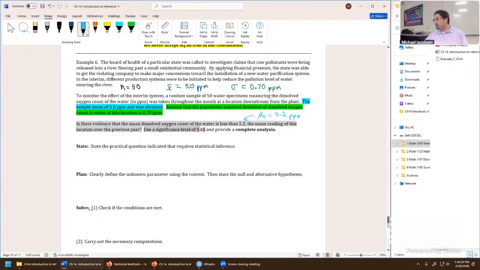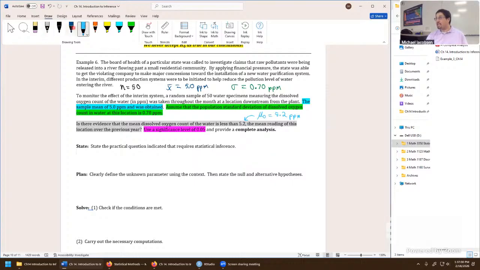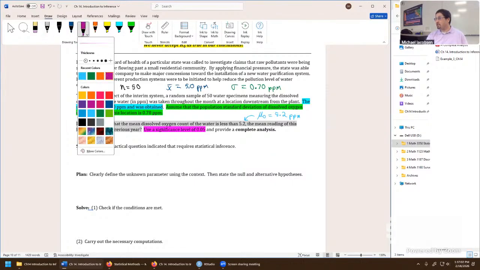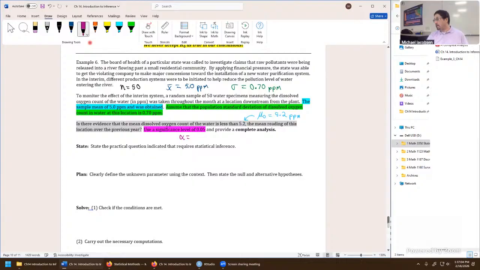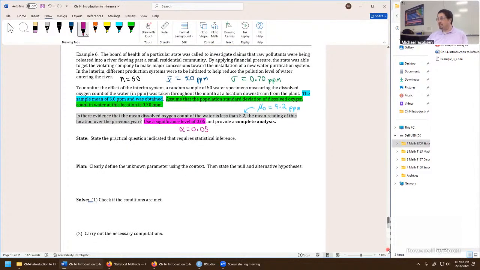And this is going to be our benchmark for evidence, a significance level of 0.05. So that statement gives us alpha equals 0.05, or 5%, you could say, in the problem. So this is the entire top to bottom analysis of just the context. Now we're going to actually analyze this data in full.